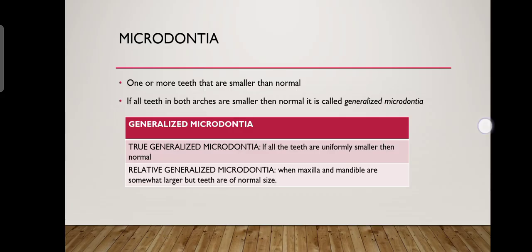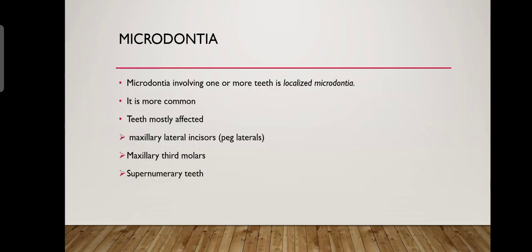and microdontia involving one or more teeth is known as localized microdontia. It is more common than generalized microdontia. The teeth mostly affected by localized microdontia are the maxillary lateral incisors, which are known as peg laterals, and the maxillary third molars. In addition to being small like miniature teeth, their crowns often exhibit a conical shape.